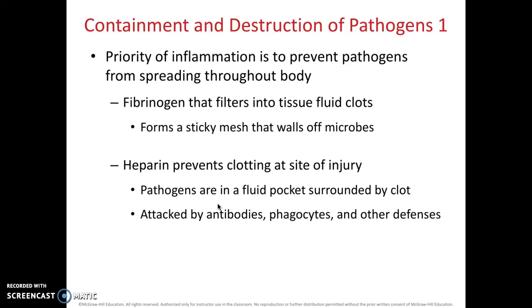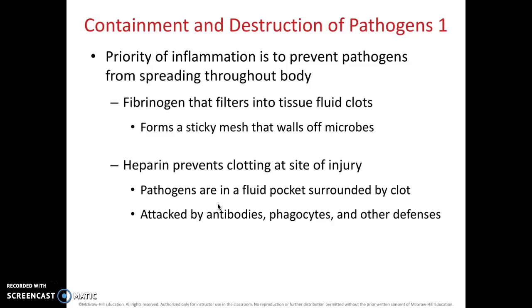So next we're going to talk about the second priority and the most important priority of inflammation, which is the containment and destruction of pathogens. Again, that's the containment and destruction of pathogens, which will prevent pathogens from spreading throughout the body. This could be because of trauma, where they've gained a point of entry, or if they're already in the body and they've already entered and they're starting to cause trouble.